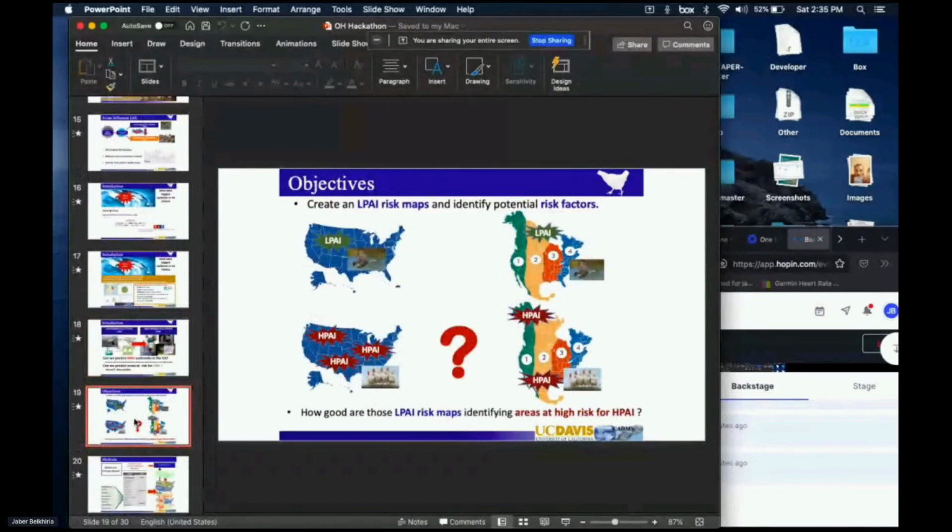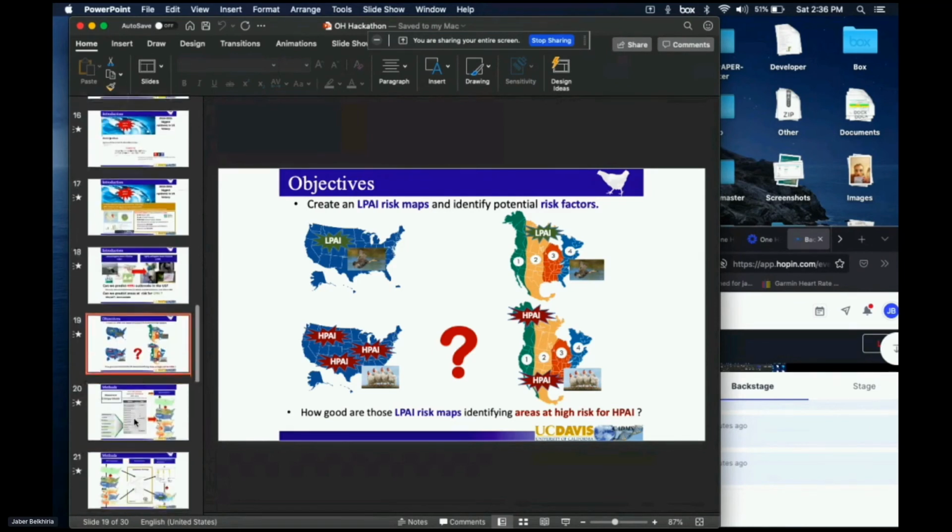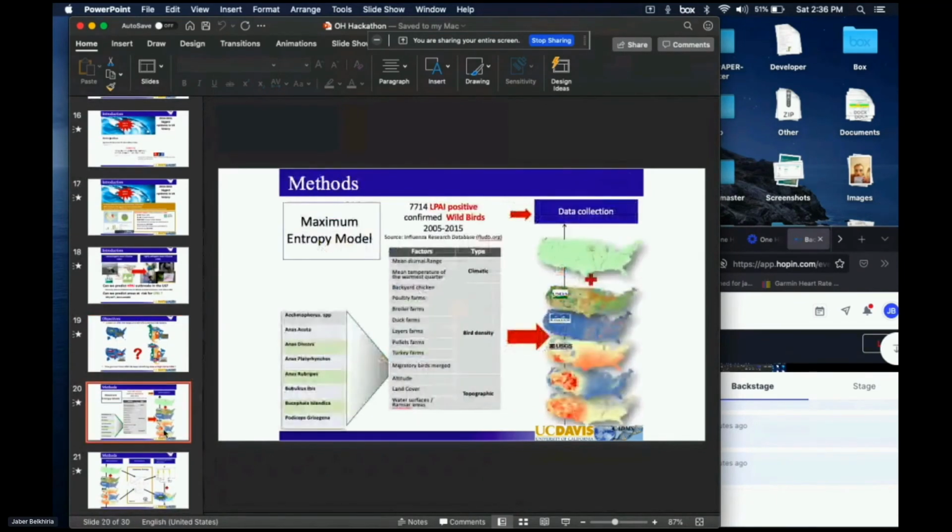So the objective was create a low pathogenic avian influenza risk map, identify potential risk factors that are linked to low path avian influenza, and then see how good it is to predict areas where high pathogenic avian influenza could happen. For that, I used a model called the maximum entropy model, which is also used in various disciplines such as economics. And then I used free available data to train my model.